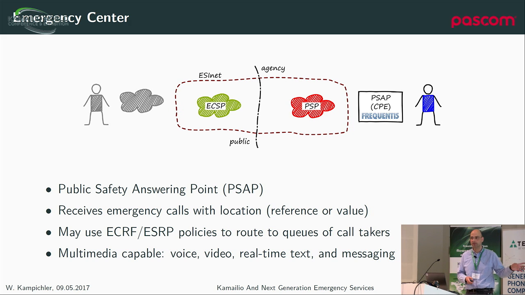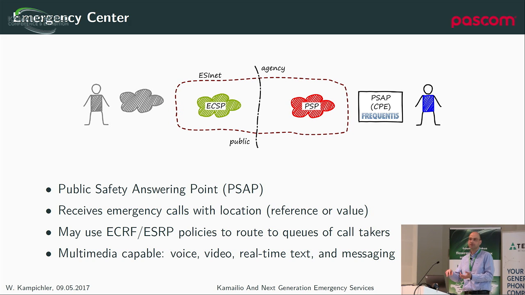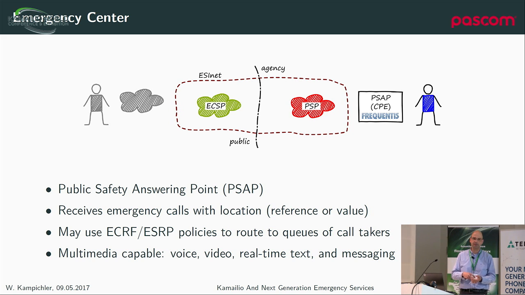So the difference of real-time text and messaging is just like SMS. Real-time text is you see if someone types a text. So this is in order to react much quicker, because the control room, the call taker, would then just see, okay, there's someone typing a text, and can also think of how to proceed.